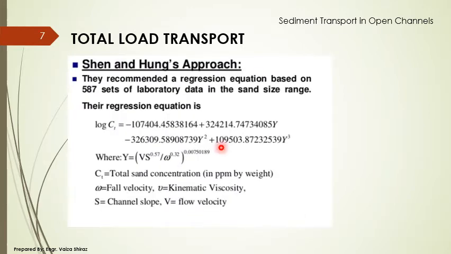Next is Shen and Hung's approach. They recommended a regression equation based upon the 587 sets of laboratory data in the sand size range. Their regression equation is this, and these are the details of all the parameters in the equation.